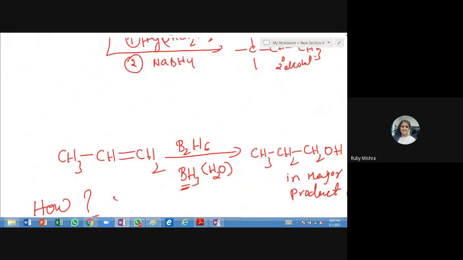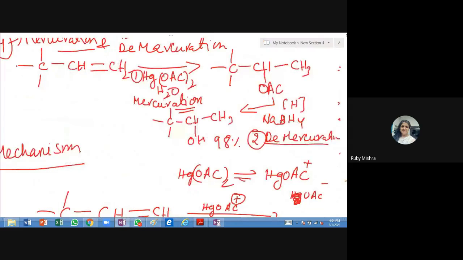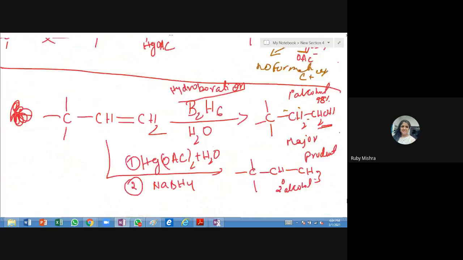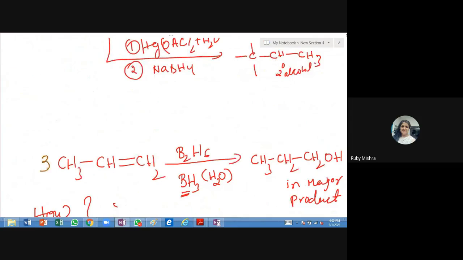Now, if we carry out hydroboration, the reagent is B2H6. First we carry out the hydroboration, and then we do the oxidation reaction. This is a four-membered transition state which we get. So three molecules of alkene react with B2H6 to give (CH3CH2CH2)3B, which when oxidized will give the primary alcohol as the major product.